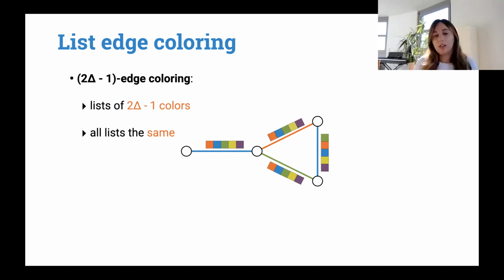It is not difficult to see that 2delta-1 edge coloring is actually a special case of the degree+1 list edge coloring, where all edges are given in input the same list of 2delta-1 colors, so the same list of size 2delta-1.